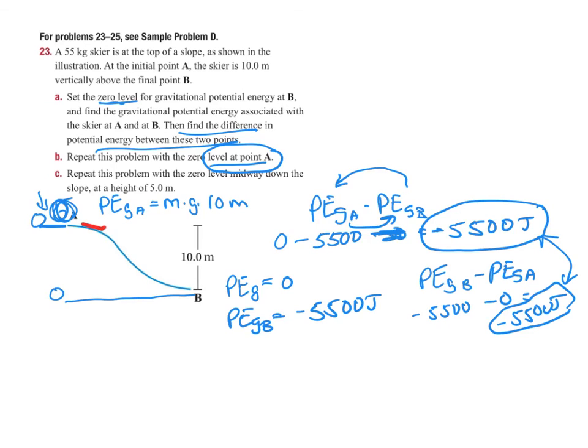It's kind of like displacement. If you are going to move in the negative direction 2 meters, then your delta x is negative 2. It doesn't matter where the origin is. Your displacement is still negative 2. Same thing with gravitational potential energy.